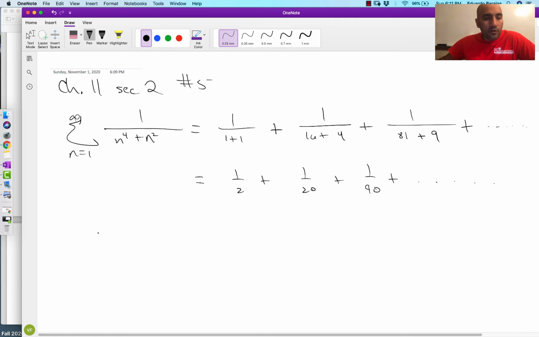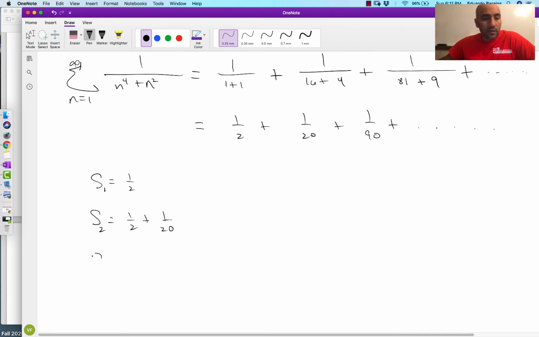And now the partial sums, right? S sub 1 is just going to be equal to 1/2. S sub 2 is going to be equal to 1/2 plus 1 over 20. Common denominator, figure out what that is. S sub 3, that's going to be 1/2 plus 1/20th plus 1/90th.